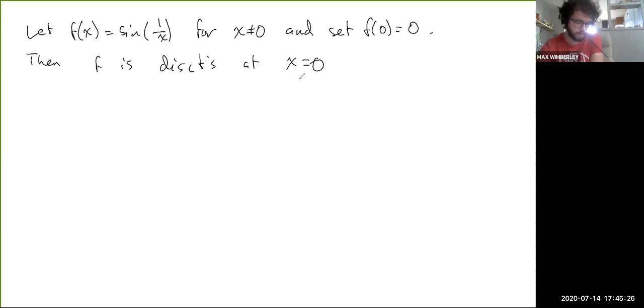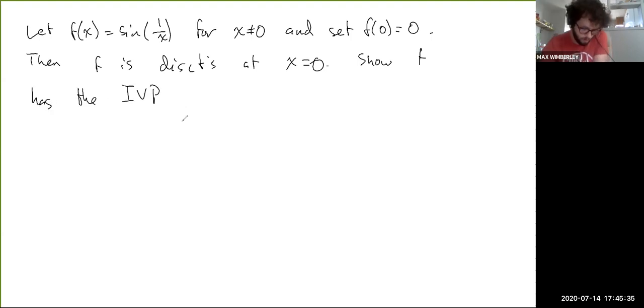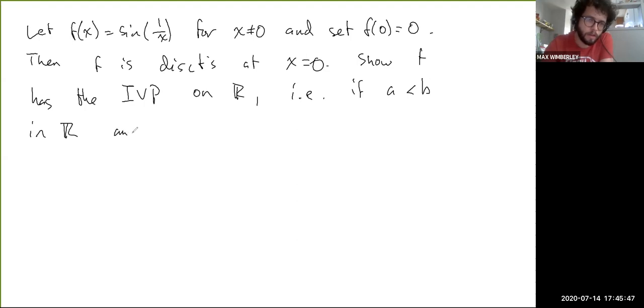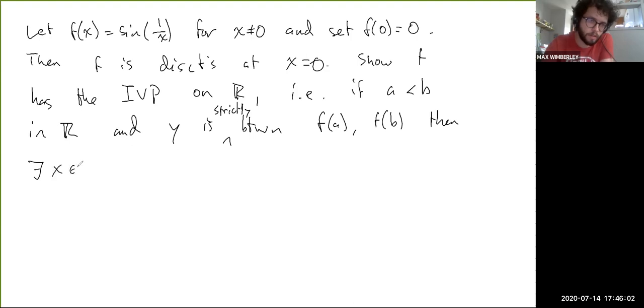So we know it's discontinuous, but show that f has the intermediate value property on R, i.e., if a is less than b in R and y is strictly between f of a and f of b, then there exists an x in (a, b) such that f of x equals y.